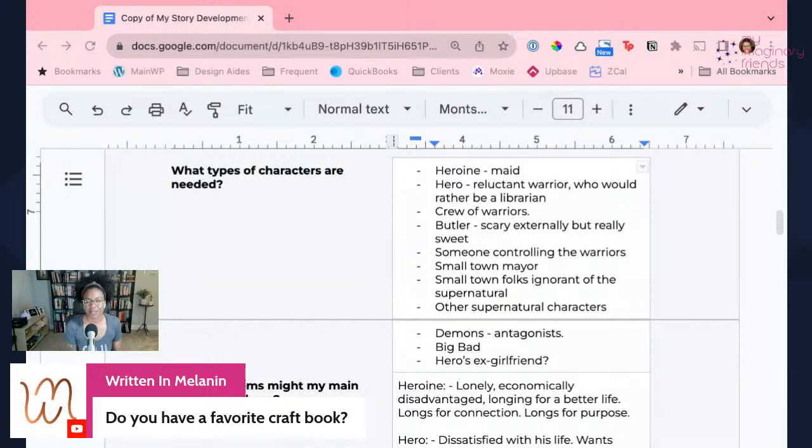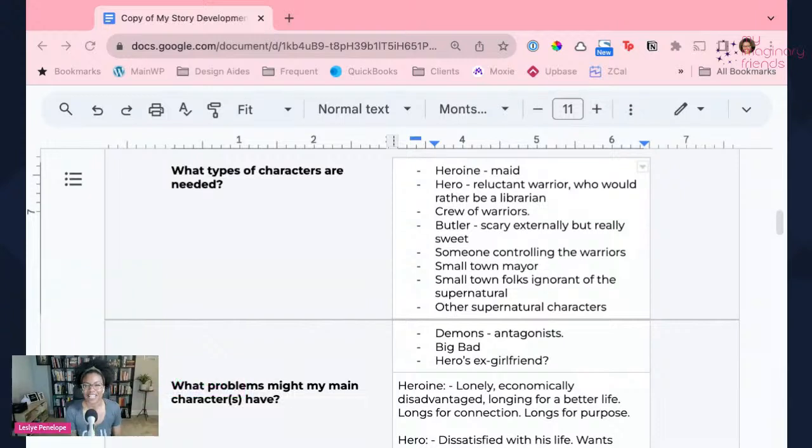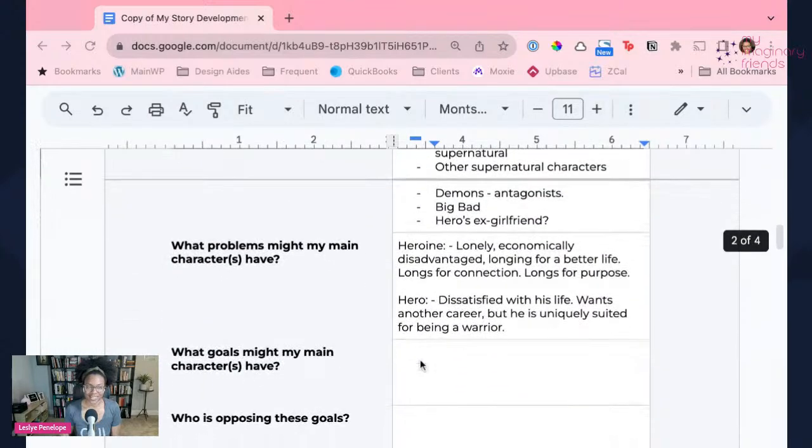But I have a lot of favorite craft books. If I had to pick just one, I would pick Save the Cat, because it really helped me learn to plot. And for me, plotting has been very important to finishing books in a timely manner. But obviously, everyone is not a plotter, so I totally understand that.